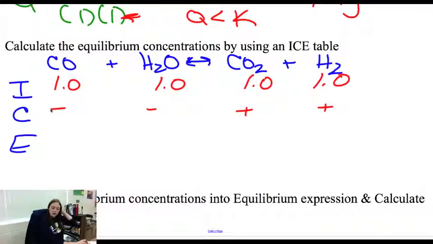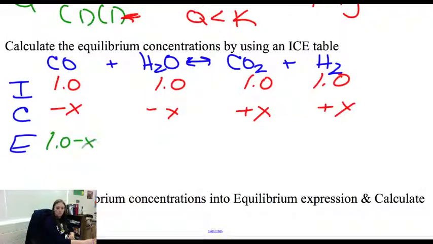Well, since my reaction here is all 1 to 1 to 1 to 1, that means whatever I lose on the left side, I'm going to gain on the right side. So we're going to make them all x. If you had a coefficient there, 2 or 3 or 4, then it would be 2 or 3 or 4x, depending on which ones had the coefficient there. So my equilibrium concentration is the E. We kind of add them together. So you get 1 minus x, 1 minus x, 1 plus x, 1 plus x.